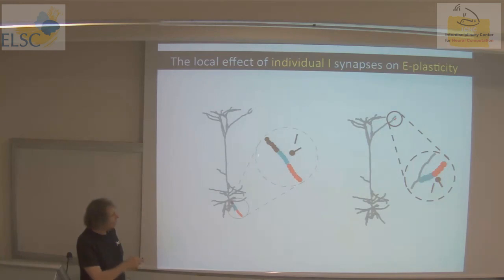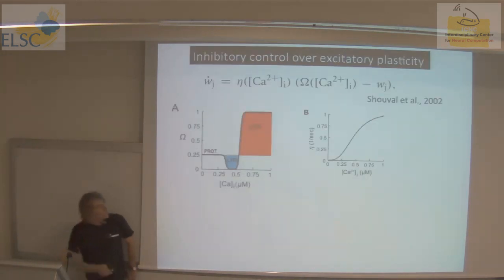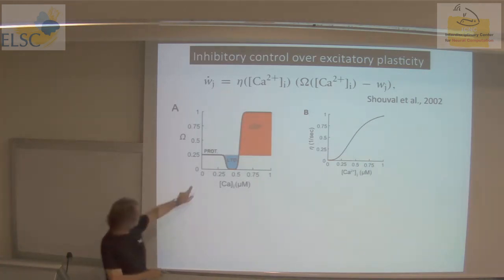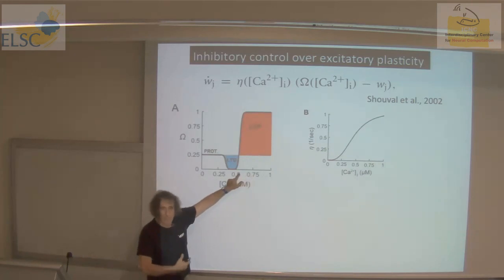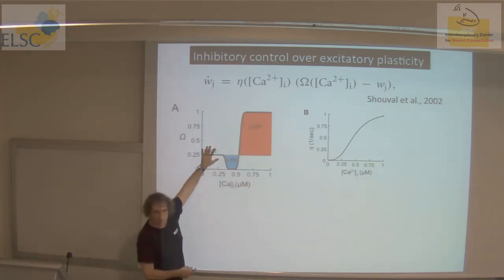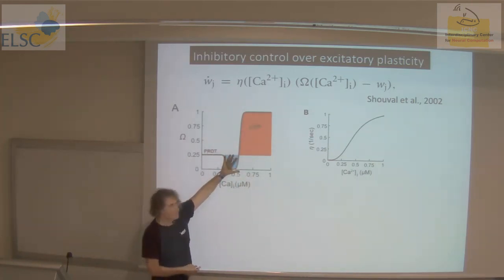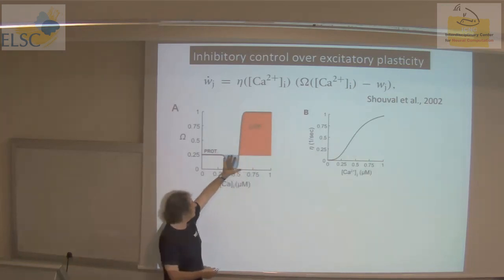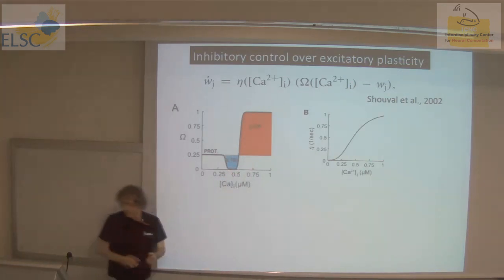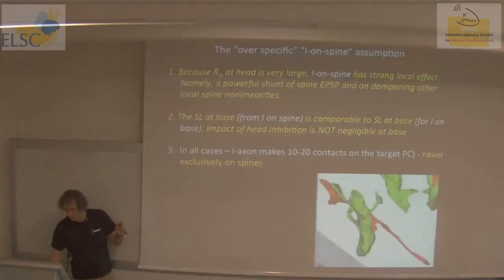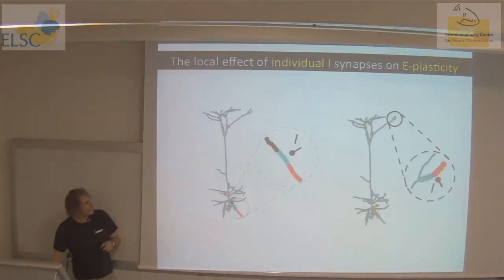We are using a calcium-dependent plasticity rule by Shouval and Cooper to model this plasticity. This is a protected region. This is the LTP region. This is the LTD region. This is the LTP region. And we can show what particular inhibitory neurons will do to this plasticity.